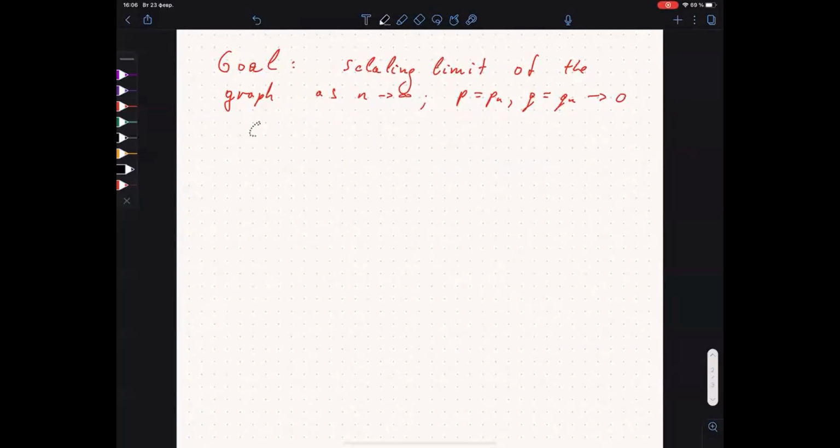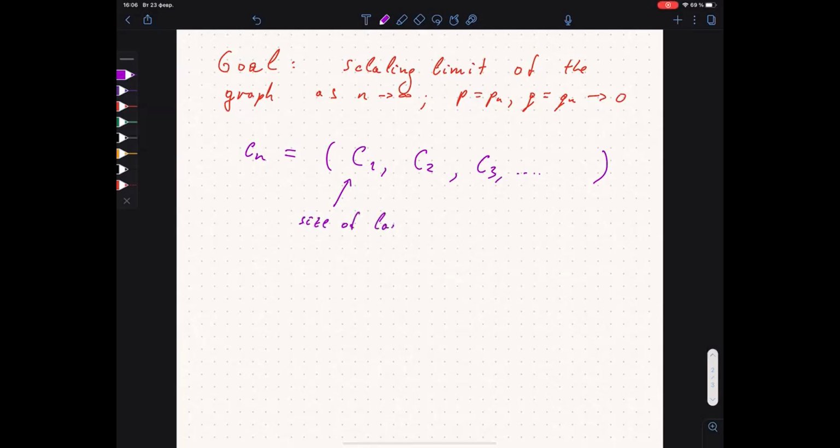Let's denote by Cn the vector C1, C2, C3, and so on, where C1 is the size of the largest connected component, C2 is the size of the second largest connected component, and so on and so forth.